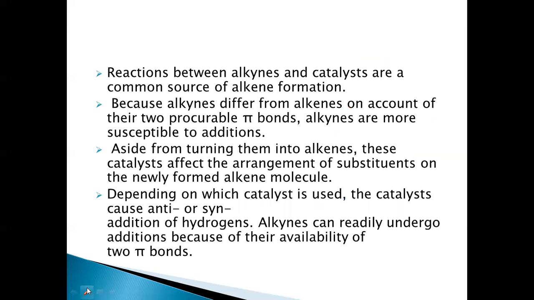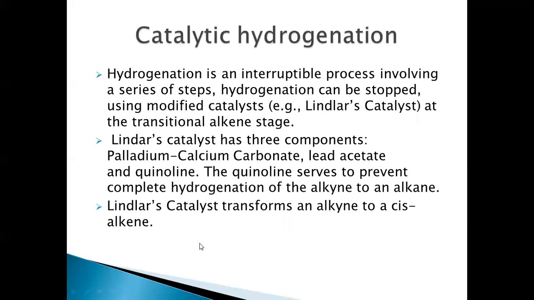So it depends upon the reagent, as I already said. Depending upon the reagent or the catalyst which is used, we can produce an alkene from an alkyne. Reactions between alkynes and catalysts are the common source of alkene formation. And we know that alkynes are more reactive because of the presence of these two pi bonds here. It can be the anti-addition product or the syn addition product, depending upon the reagent and the catalyst which is being used here.